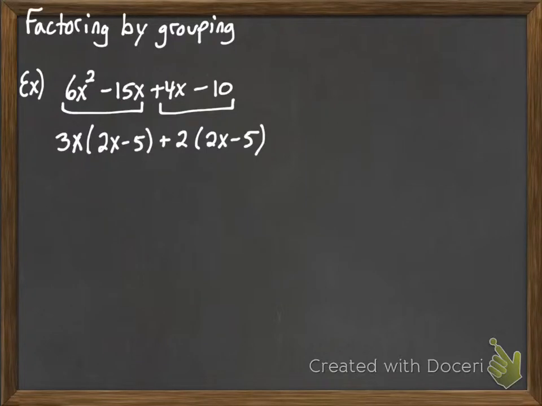Probably the biggest mistake that people run into with factoring by grouping is not taking out the greatest common factor. Take out a little bit less and then the things don't match up. Okay, remember, for factoring by grouping to work, the two middle terms have to match up. If they do, then we can take that quantity out, 2x minus 5. And we're left with just the 3x plus 2.